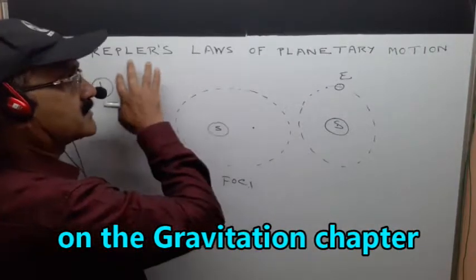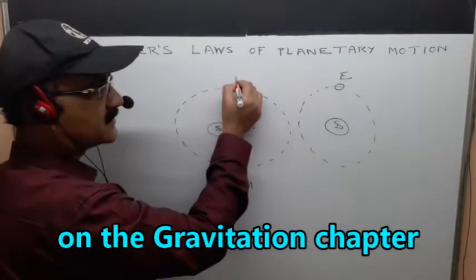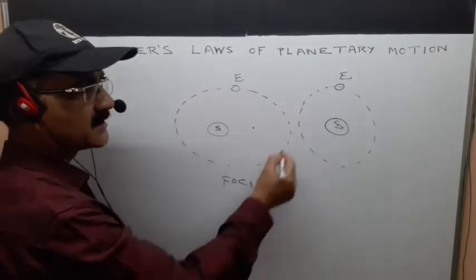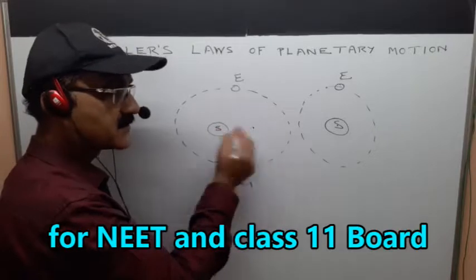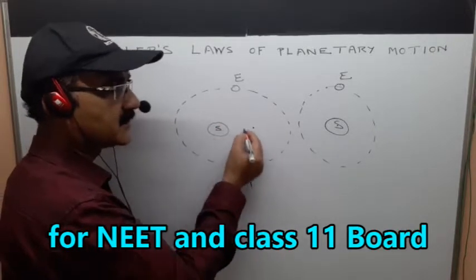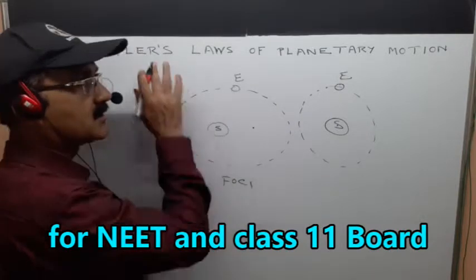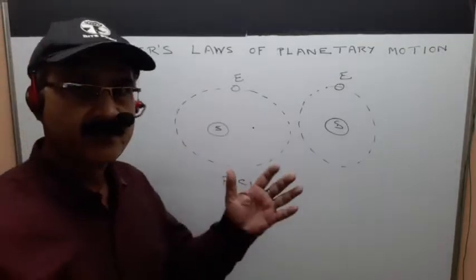So Kepler says in his first law that the planet, say the Earth, moves around the sun in an elliptical path with the sun at one of its foci. The sun may be here, sun may be here. So I have drawn it here. So this law is called the law of orbit.